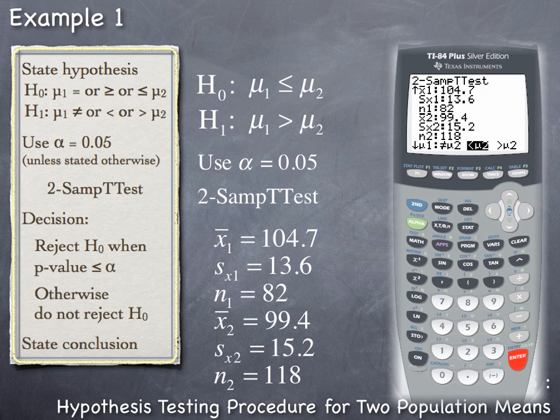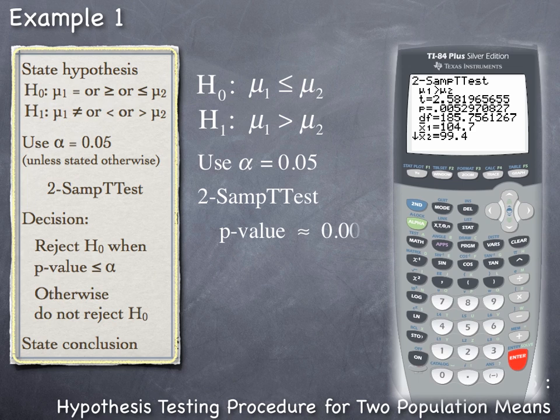Now the H1 contains the greater than inequality, so we need to arrow over to the greater than symbol and then press Enter to select, to match the calculator with H1. Down arrow. Pooled is no because we are not using the pooled approach. Down arrow to Calculate, and press Enter to calculate the results, which include the p-value. Here the p-value, a probability which we can round to 3 places after the decimal, works out to be 0.005.